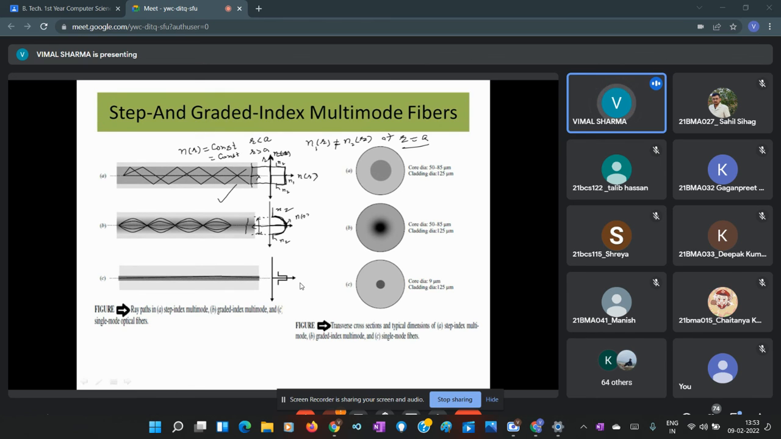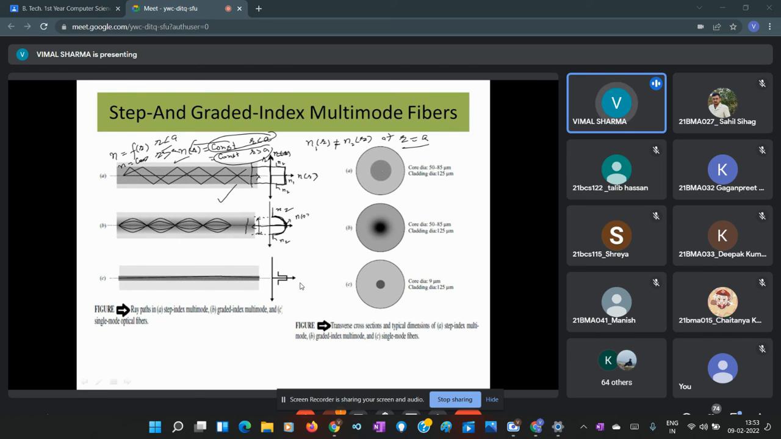Okay, so it is constant here, but it is not constant here. Within the core, it is not constant. Within the core, it is a function of R. You can say that this is a function of R for R less than A, and this becomes constant as you move out of the core region of the optical fiber.